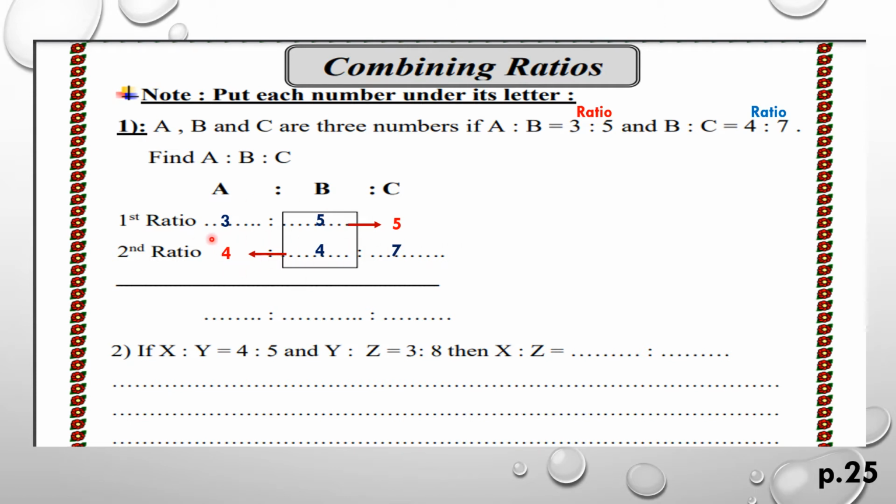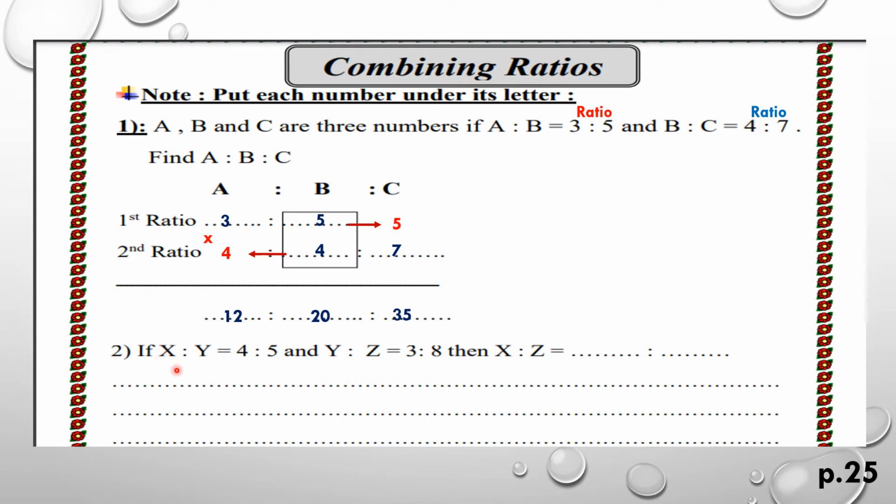The next step is to multiply first ratio by second ratio. 3 times 4 equals 12. 5 times 4 equals 20. 5 times 7 equals 35. Now let's check if this is the simplest form or we need to simplify. 12 to 20 to 35, this is the simplest form.